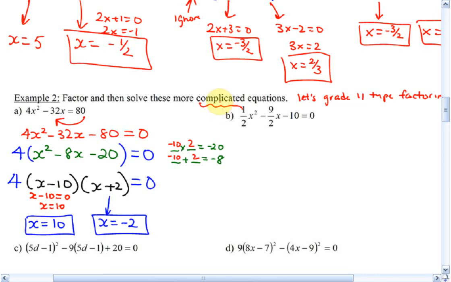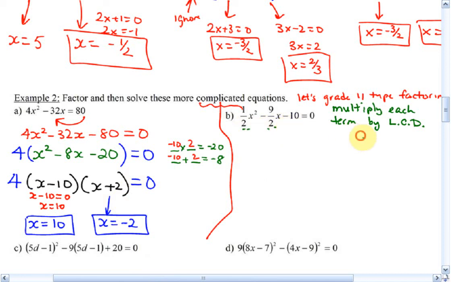All right, part B. Fractions. Ew. Right? Don't like fractions, right? So what can we do with a fraction? Let's get rid of it. How do we get rid of the fraction? My suggestion is to do this, okay? Let's multiply each term by the lowest common denominator. Well, in this case, what's my lowest common denominator? Both of them have a 2, so my lowest common denominator is 2. So let's times every single term by 2 first.